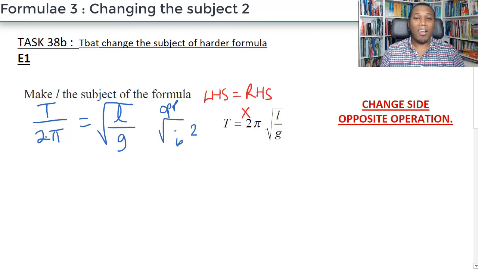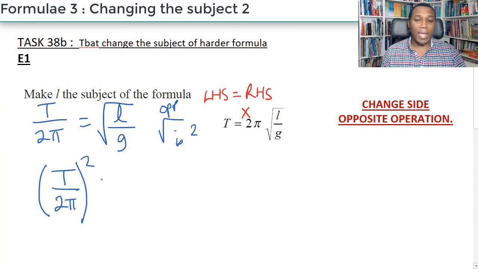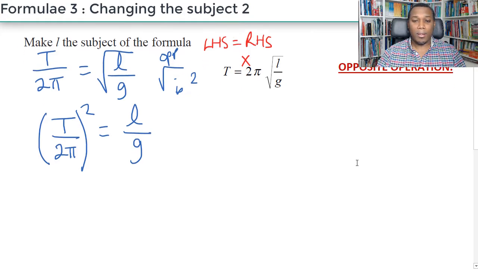So the entire expression on the left has to be squared. It has to be raised to the power of 2. That's the opposite of square rooting. So on the left-hand side, I'm going to put T on 2 pi, all of it in brackets, squared is equal to L divided by G. That's the square root sign gone. It's gone over to the left, so it's now a square.